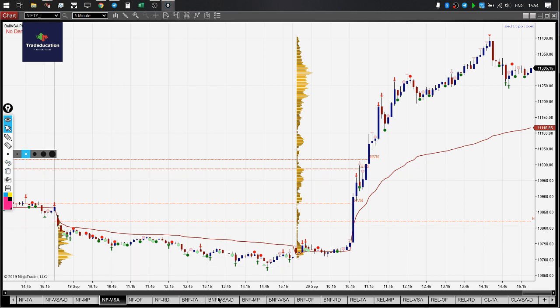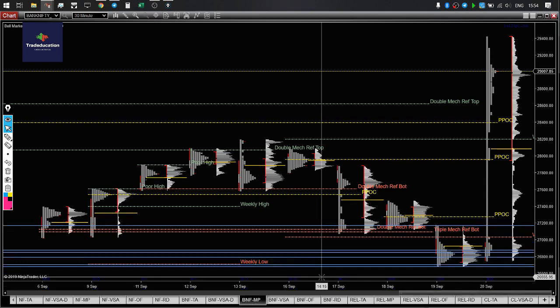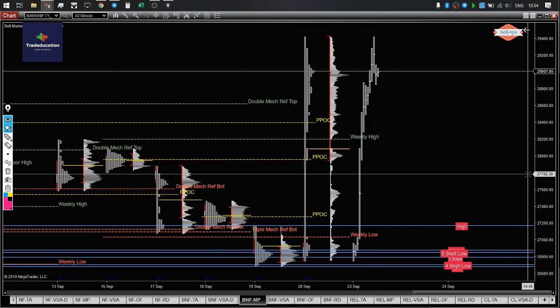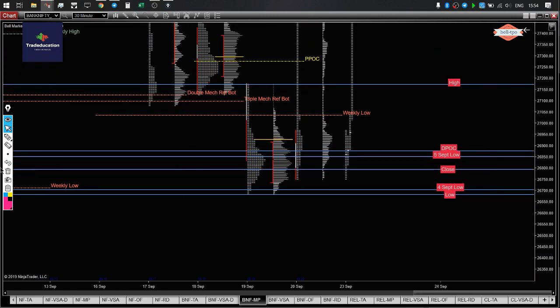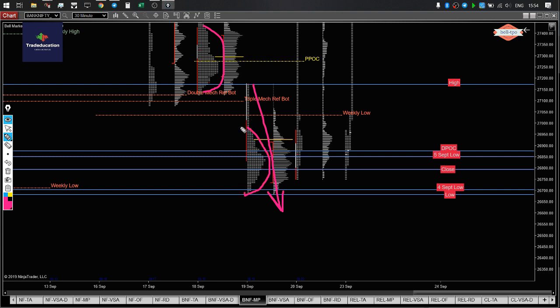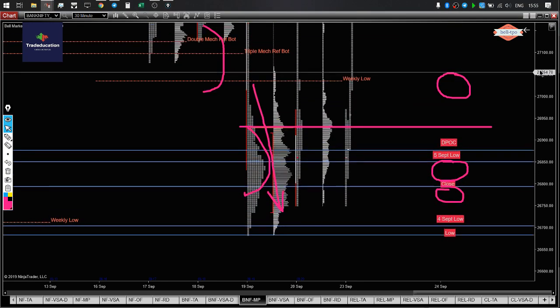Okay, so let me quickly go through the Bank Nifty chart. Now, in Bank Nifty also, I was monitoring what is happening. So these are the reference levels. Day before yesterday was a balanced profile followed by a down move. Again, this was a B shape. So this was one of the reference areas which I was monitoring. I was also monitoring what is happening at yesterday's low, what is happening at the close, and what is happening at the high. So let me zoom in a bit.